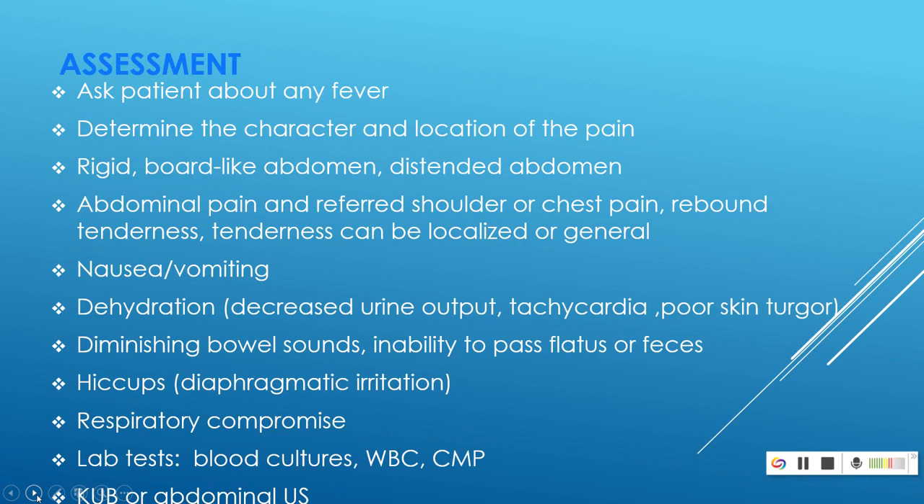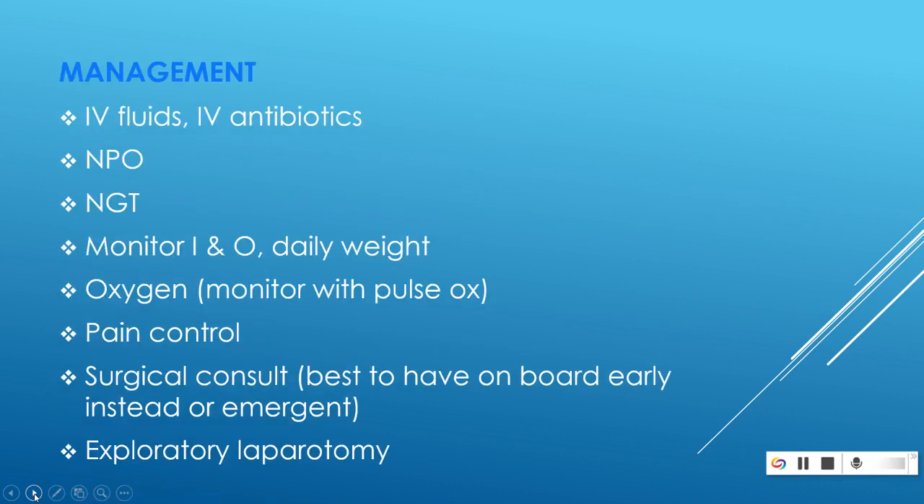KUB, which stands for kidneys, ureter, or bladder, that is your abdominal x-ray, or you can have abdominal ultrasound. Management, we're going to give them IV fluids because we're keeping them, two reasons. One, we're keeping them NPO because we may need to go to surgery. Two, IV fluids. Didn't we have this fluid shift into the peritoneal cavity? So now we've got to increase our circulating volumes. IV fluids, IV antibiotics, because we just said we had a bacteria that got translocated.